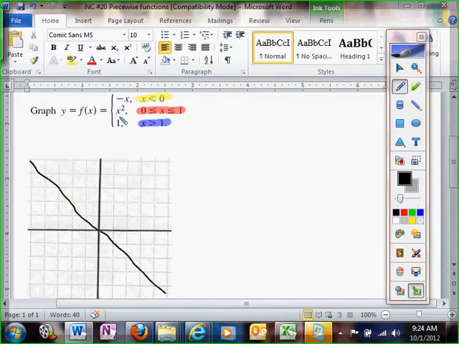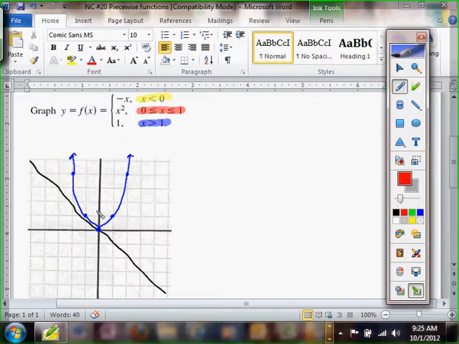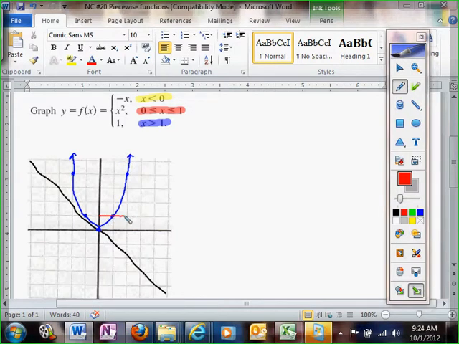Then we have the function f of x equals x squared. And we know that the points 0, 0, 1, 1, negative 1, 1, 2, 4, and negative 2, 4 exist on y equals, or f of x equals, x squared. And that would look like this. And finally, we have the function y equals, or f of x equals, 1. And that's just that constant function, that horizontal line that goes through the 1 on the y-axis. So that's basically all three of these functions here.